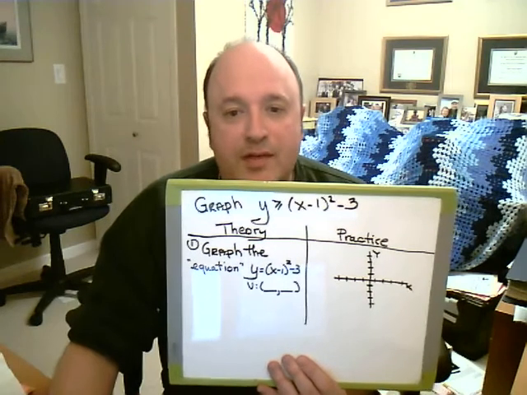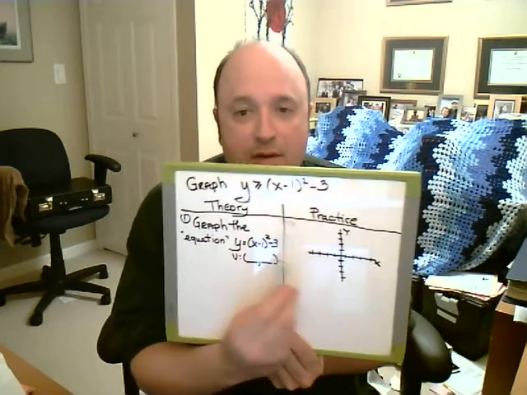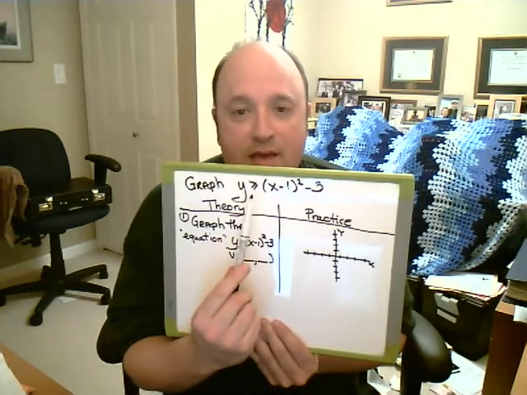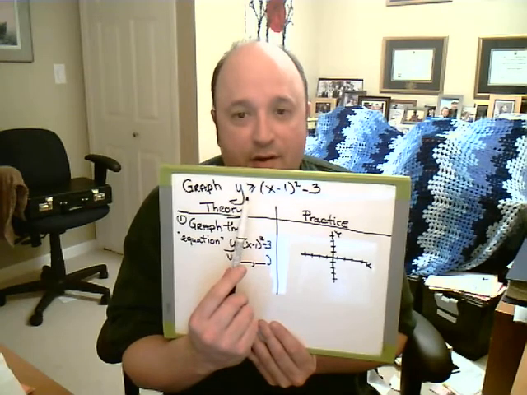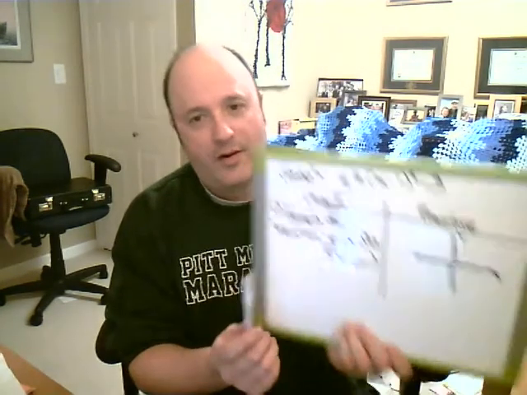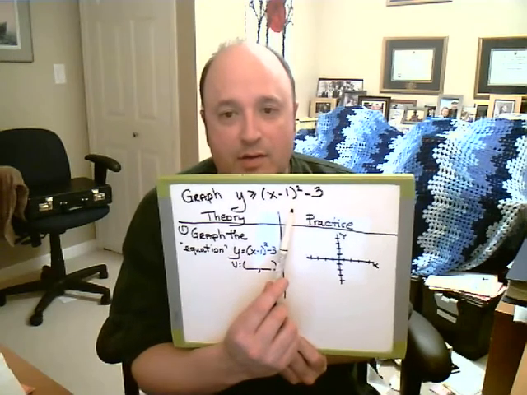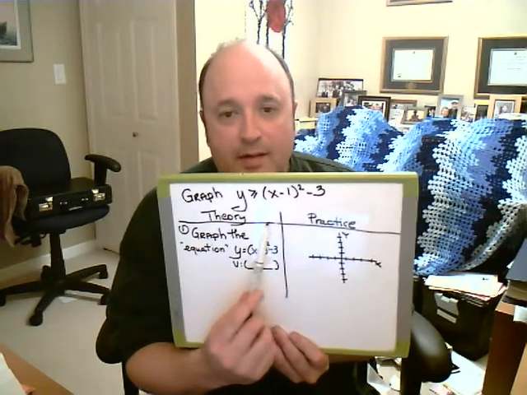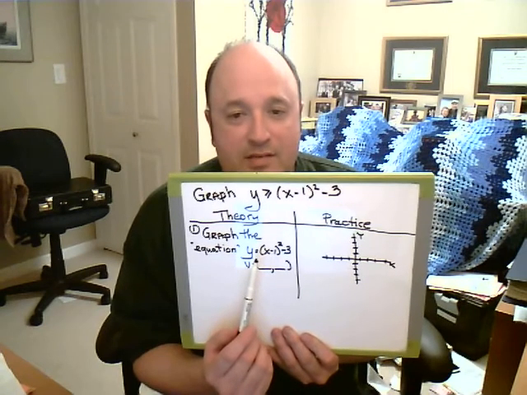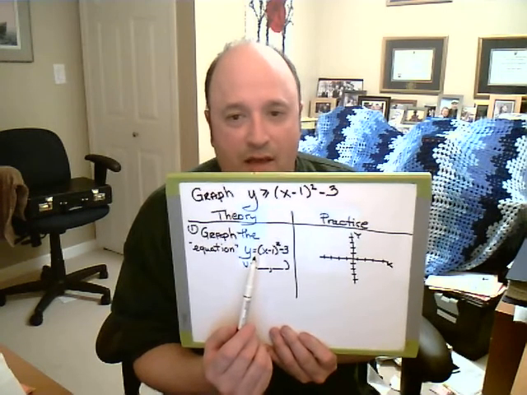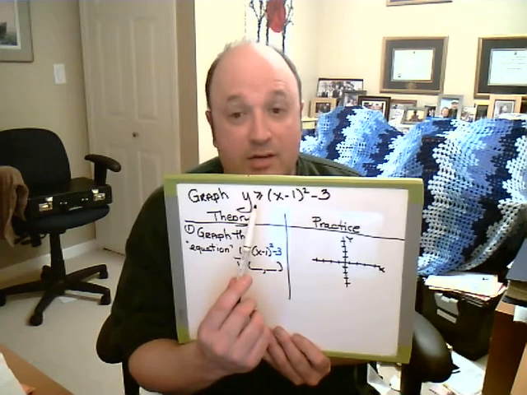Alright, so the first step is to graph it as though it was an equation. So up here we see this is an inequality. It's got the greater than or equal to symbol. Y is greater than or equal to x minus 1 squared minus 3. But when I'm starting off, I want to graph it as just an equal sign, so just the line part. And the inequality part lets us know how to shade it.